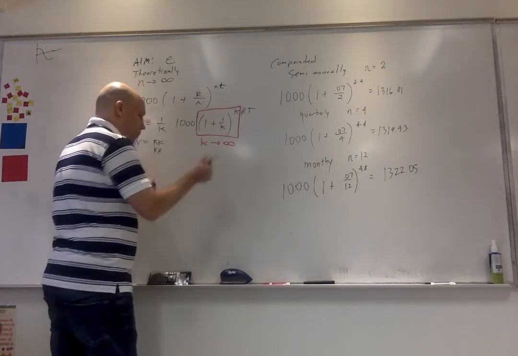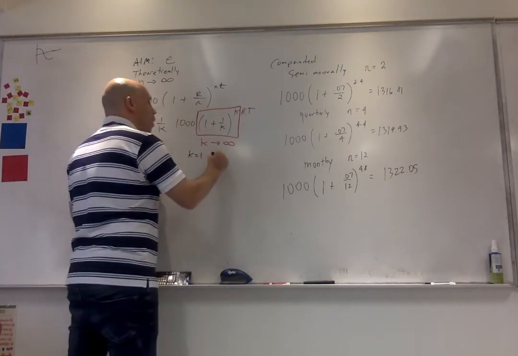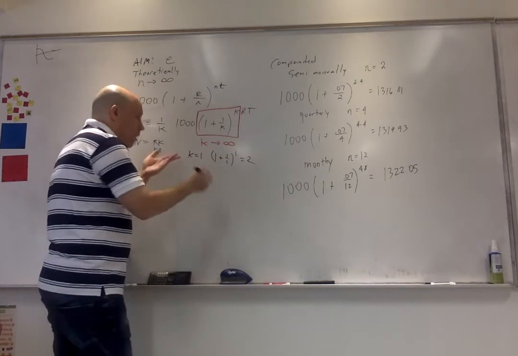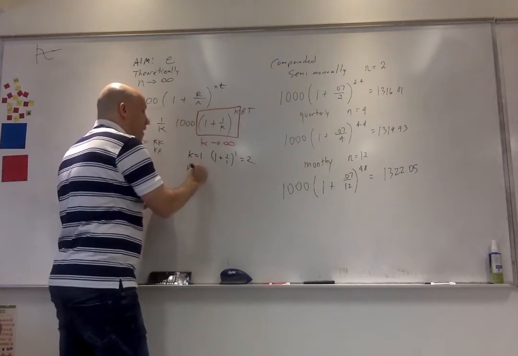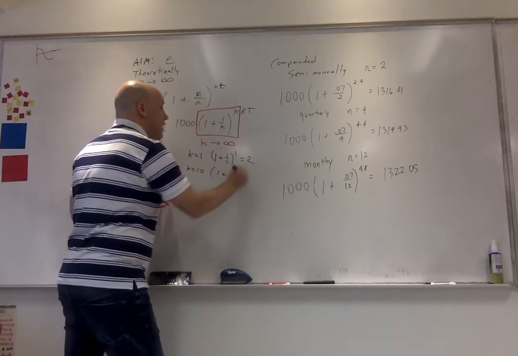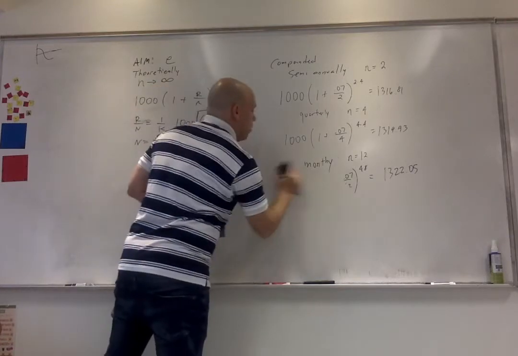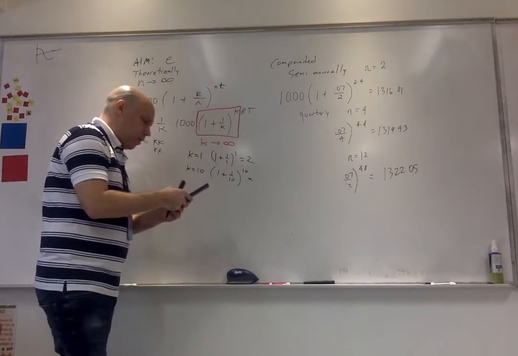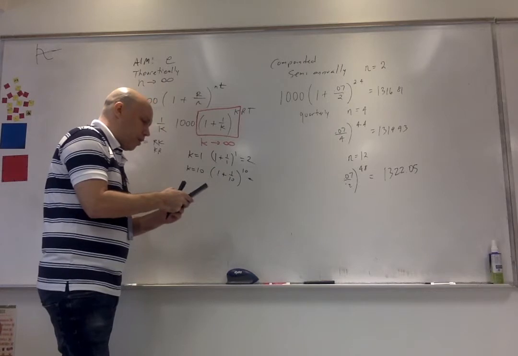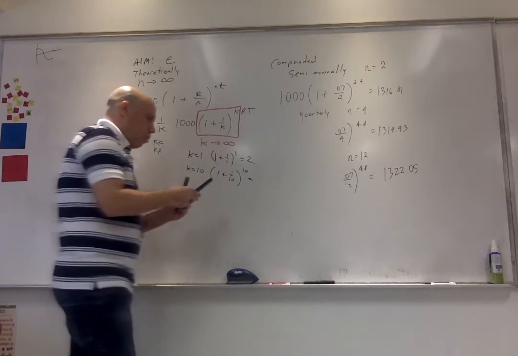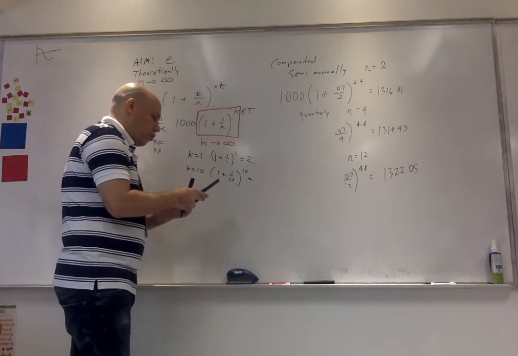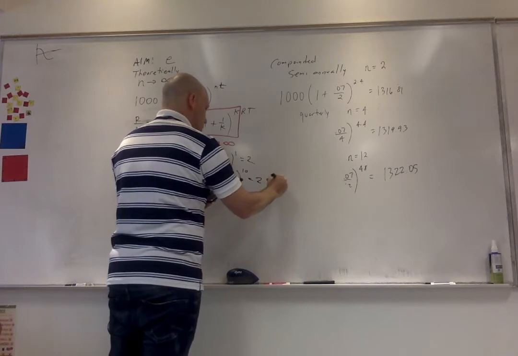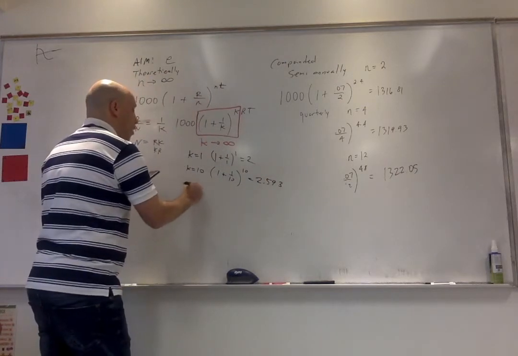So if k equals 1, then we have 1 plus 1 over 1 to the first power. That's 2. Let's move towards infinity. Let's make k equal 10. 1 plus 1 over 10 to the 10th power. That's 1.1 raised to the 10th power. We have 2.593.